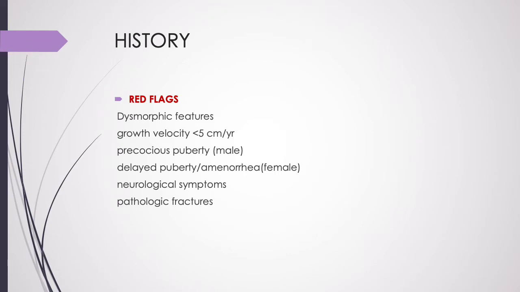Red flags here: we have to ask or see if there is any dysmorphic feature, growth velocity less than 5 centimeters per year, precocious puberty in male, delayed puberty or amenorrhea in female, neurological symptoms, and finally pathological fracture, which can be seen in osteogenesis imperfecta.